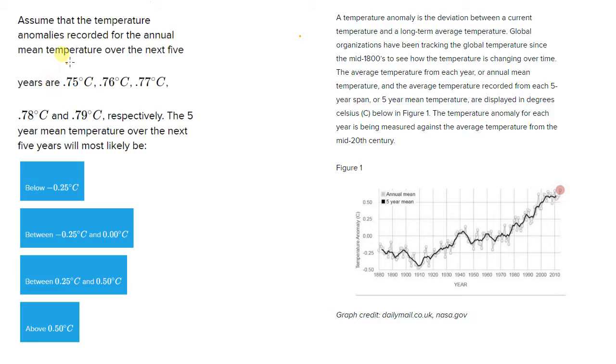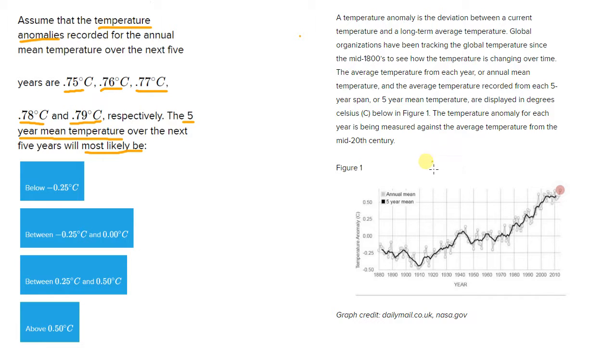What it's asking us to do is to look at a hypothetical situation where the temperature anomalies recorded over the next 5 years were 0.75 degrees Celsius, 0.76 degrees Celsius, 0.77 degrees Celsius, 0.78 degrees Celsius, and 0.79 degrees Celsius, respectively. And what they're asking us is to find what the 5-year mean temperature would most likely be, and where that would be.